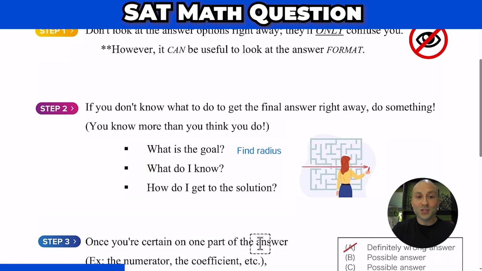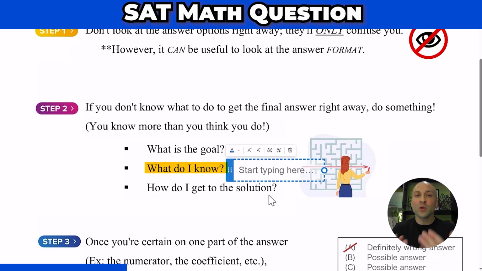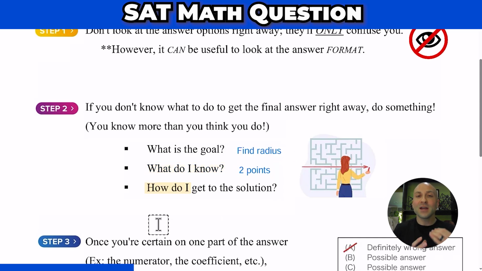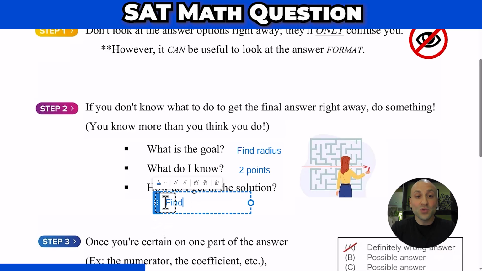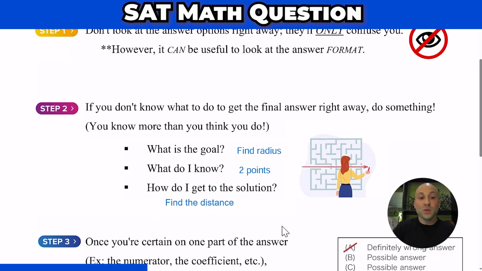So for the second question, what do I know? In other words, what were we given? Well, we were given 2 points that we then connected to show the radius. And finally, how do I get to the solution? Well, when they say find the radius, they're really saying what is the length of the radius? And a synonym for length is distance. So we need to find the distance between those 2 points.